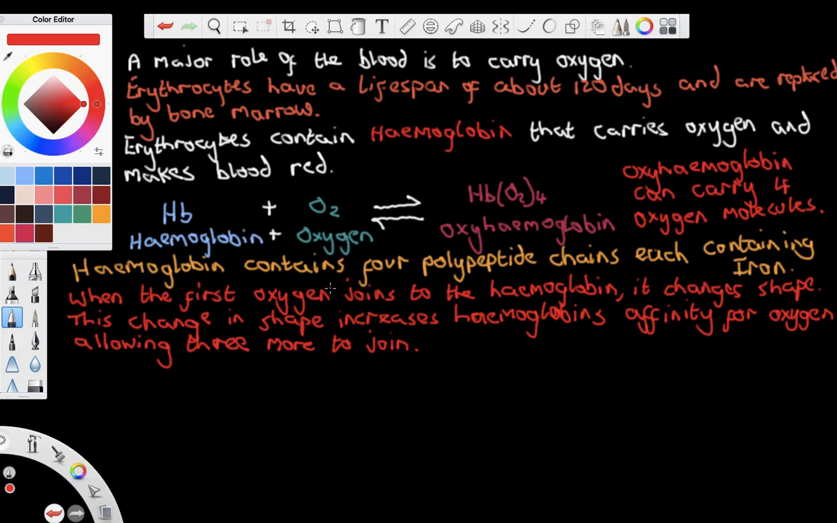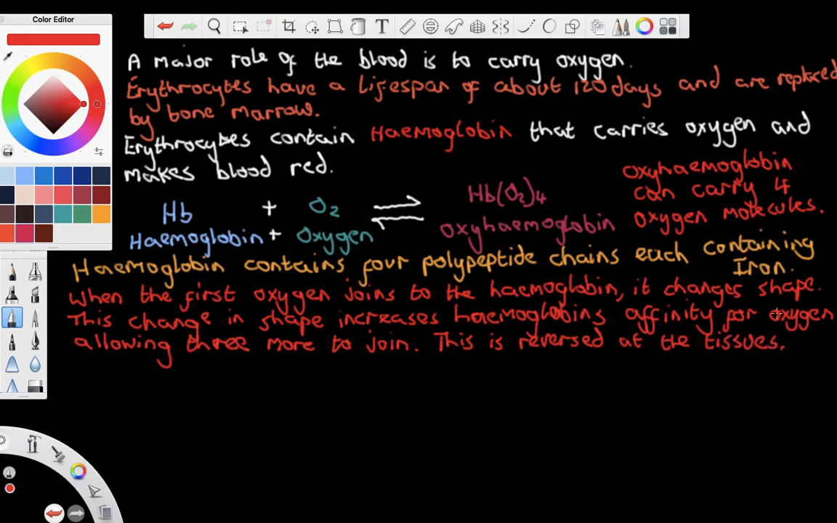So once the first oxygen joins to the hemoglobin, it allows more to join to it. Once blood gets to the tissues, the process is reversed, and when one oxygen leaves the hemoglobin, this causes the other 3 to leave. So we can say that this is reversed at the tissues.